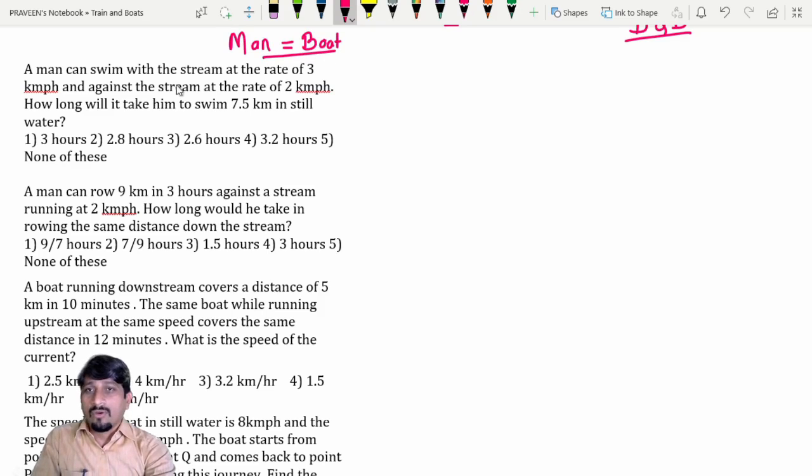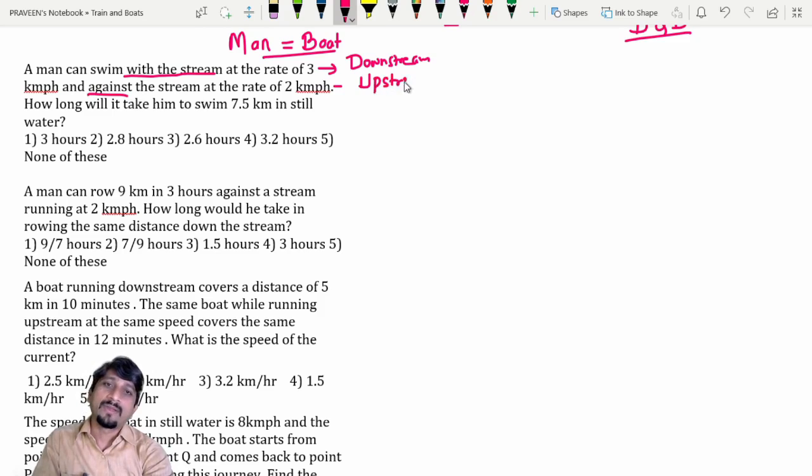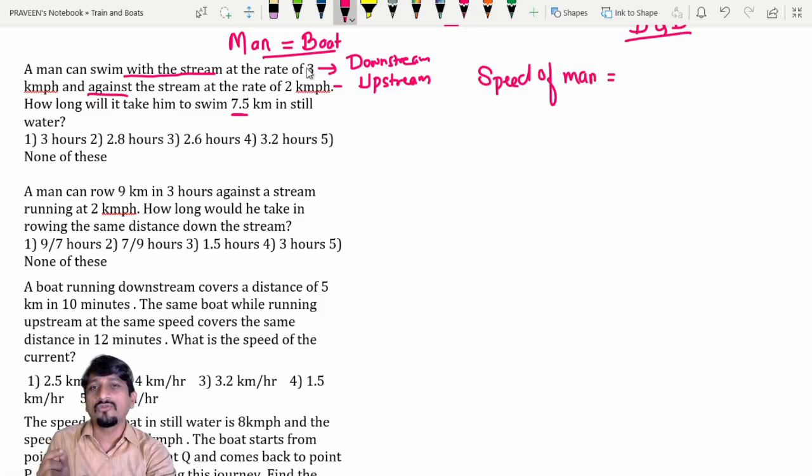Now, when a man can swim with the stream, it means it is downstream. And against the stream means it is upstream. This you have to also remember. Now what they are asking: how long will it take him to swim 7.5 km? For that we need the speed of the boat, or speed of the man in this case. So speed of the man, what do we know? It is the average of these two. We need not even do 3 plus 2 by 2, because average means it is 2.5, you know.